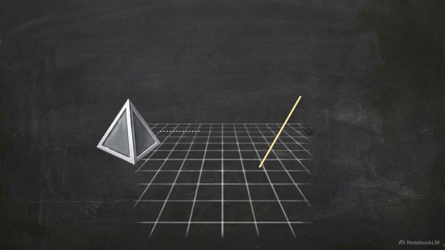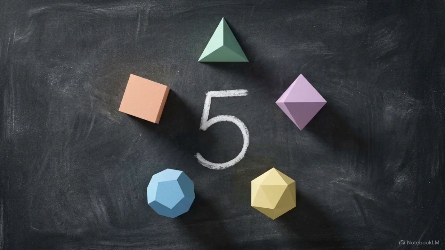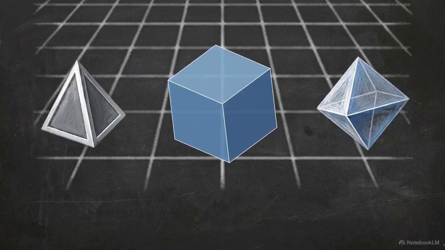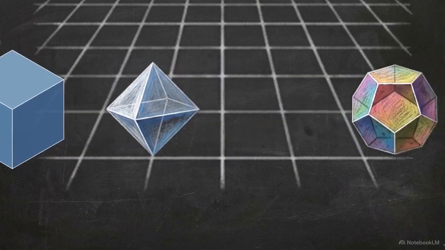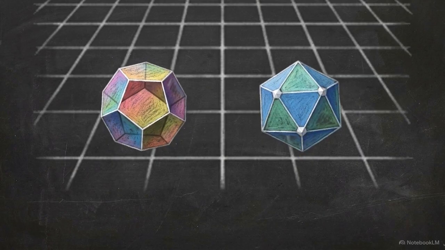A regular polyhedron is a convex solid built entirely of congruent regular polygons. While we have an infinite number of regular polygons to choose from, geometry only permits 5 specific configurations that satisfy this definition. These are the regular tetrahedron, hexahedron, or cube, and regular octahedron, constructed from congruent equilateral triangles or squares. The final two are the regular dodecahedron, made of 12 pentagons, and the regular icosahedron, consisting of 20 equilateral triangles.